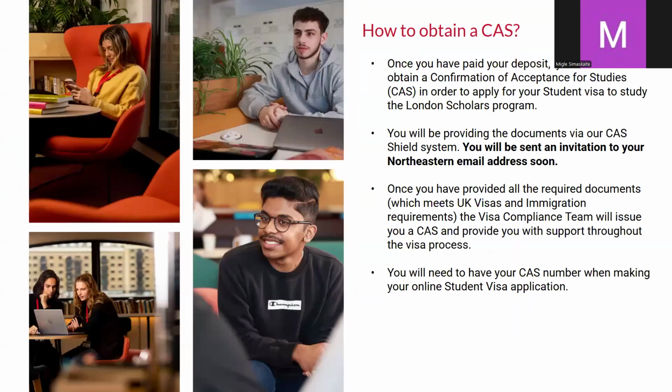So if you start right from the beginning, we can see that once you paid your deposit to the university, you will need to obtain a confirmation of acceptance for study, which is also often referred to as a CAS. And you'll need this in order to apply for your student visa. In addition, you'll also be required to show specific documentation to the visa compliance team, which will need to meet the requirements set out by the UK Visas and Immigration department, which is also often referred to as the UKVI.